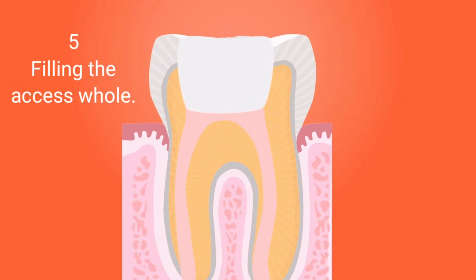Step number 5. Filling the access hole. For this purpose, dentists use different types of cement like glass ionomer, zinc phosphate, and the rubber-like material gutta percha.